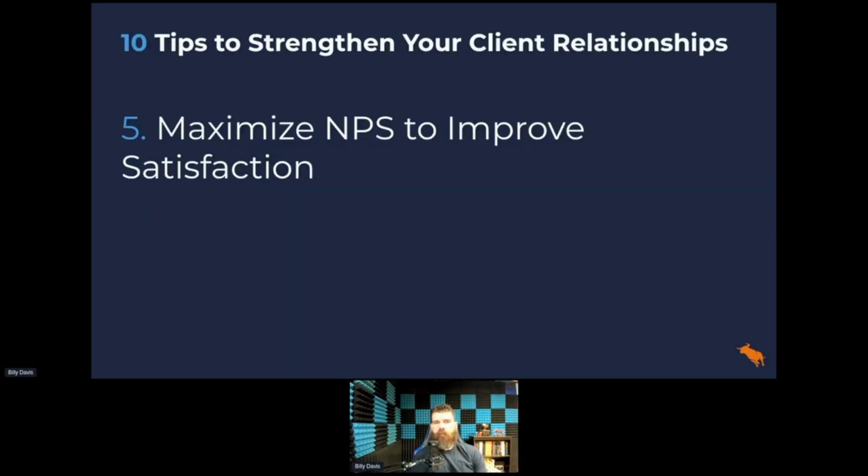Number five is all around maximizing the NPS to improve satisfaction. You're not really going to know where you stand with a client unless you ask and gauge and get feedback on where you're at. But then also utilizing that feedback to improve is vital so that you can continuously improve, create a great experience, but then also identify, are there any gaps or anything missing going on throughout any of the life cycles?